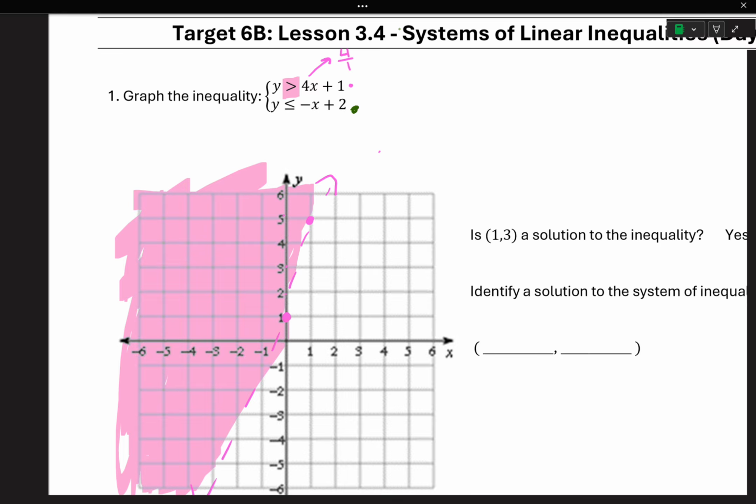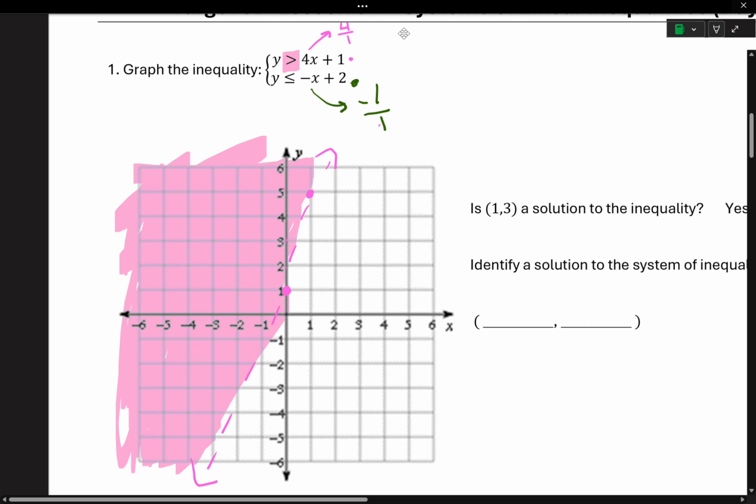Here the slope is negative x, or is just a negative. We don't see a number. Remember that if we have an invisible number in front of x, it's actually negative 1, and we would write negative 1 as a fraction as negative 1 over 1. Our y-intercept is 2, so let's start there. We're going to draw a dot at positive 2, and then we'll follow our slope going down 1 to the right 1.